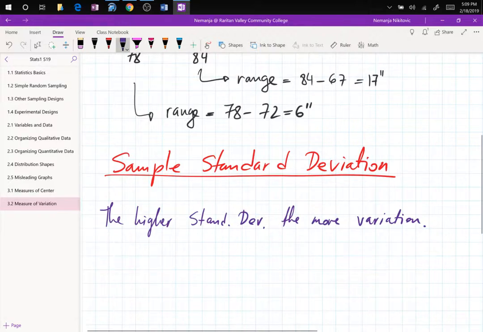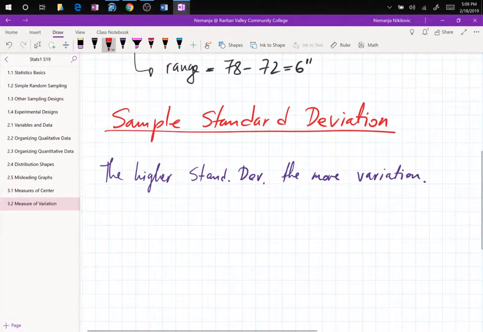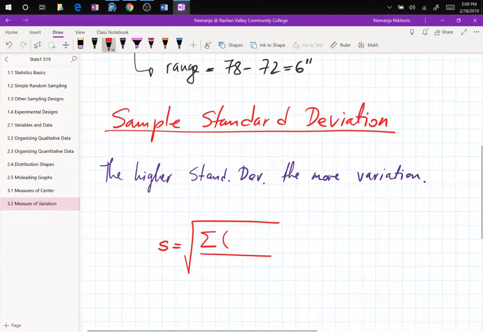So now we go and we write the formula. So the formula is, lock the doors, lowercase s is equal to the square root, which should be large, because we have a fraction inside, which is a summation of x_i minus x bar, squared, divided by n minus 1 in the denominator.